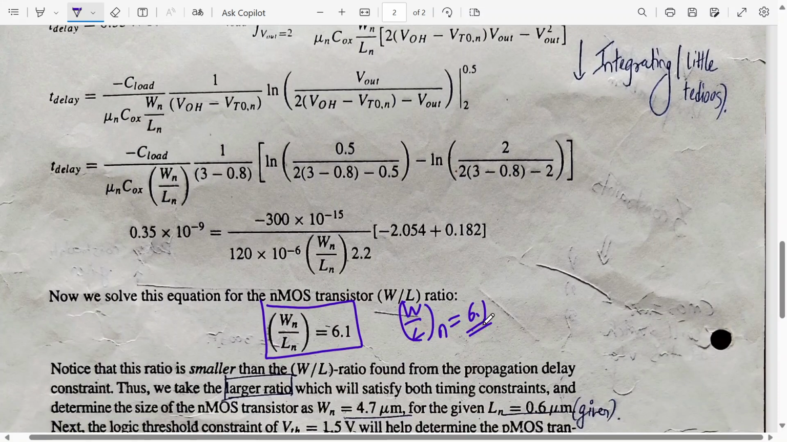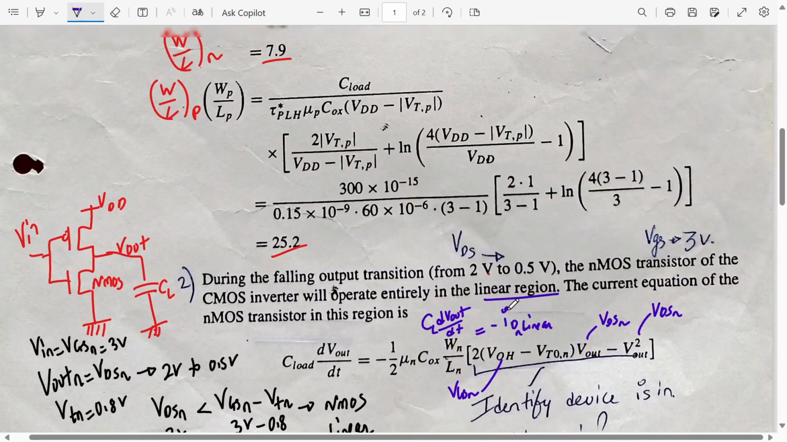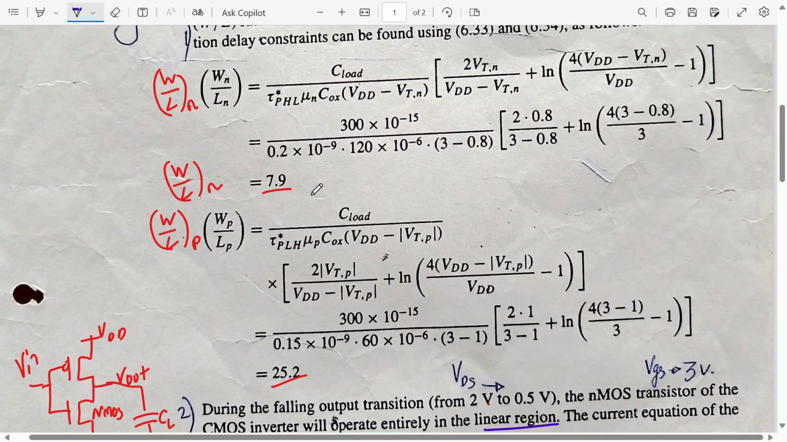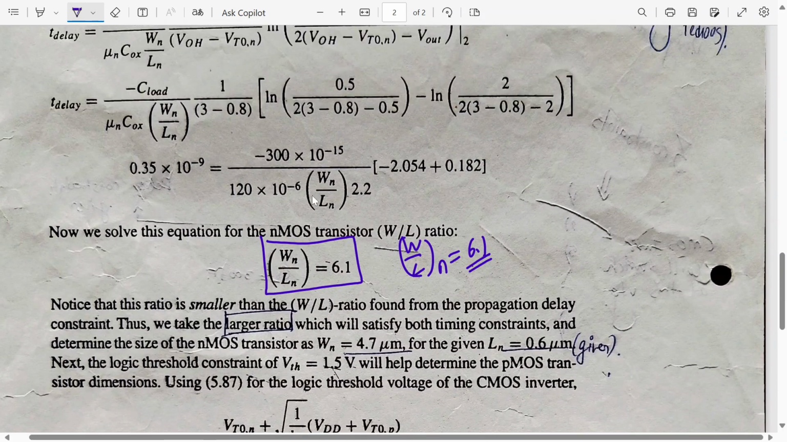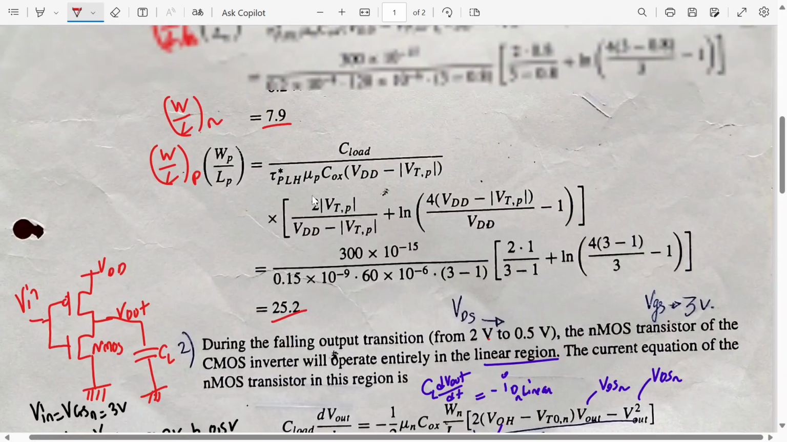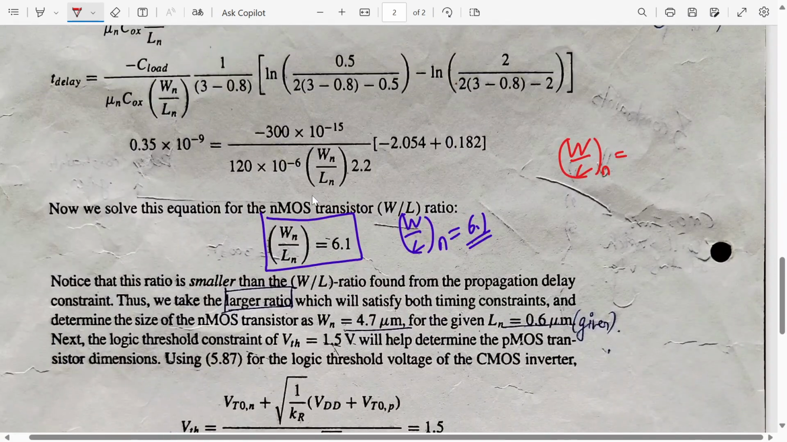So W by L of n is 6.1, and here we also already got W by L of n as 7.9. So which one to consider? Tell me, we have got two W by L. So earlier we got W by L of n as how much? 7.9. So which one to consider?